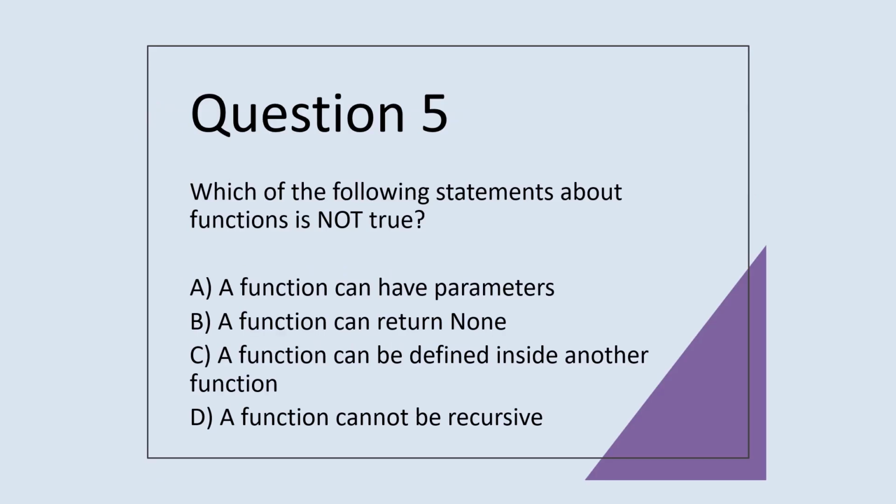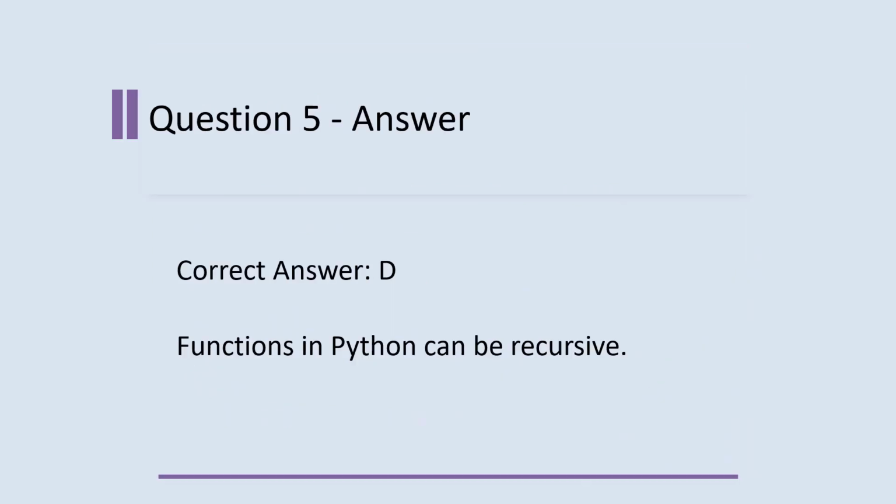Question 5. Which statement about functions is not true? A: a function can have parameters. B: a function can return None. C: a function can be defined inside another function. D: a function cannot be recursive. Correct answer D. Functions in Python can call themselves. This is called recursion.